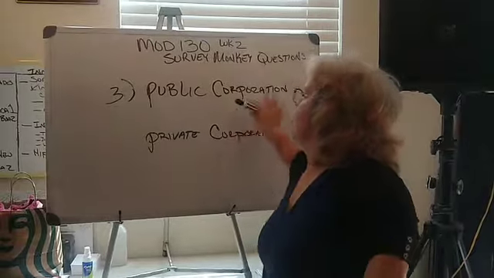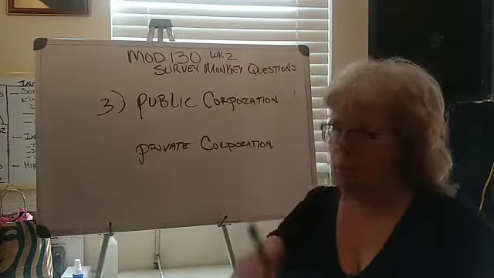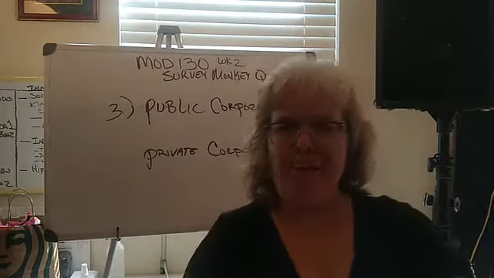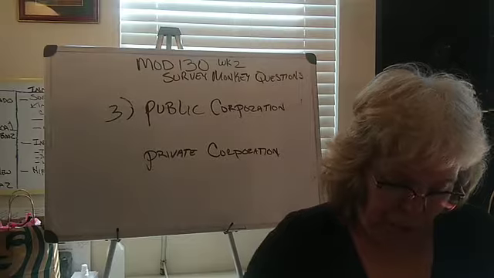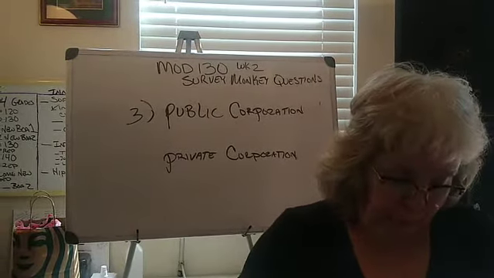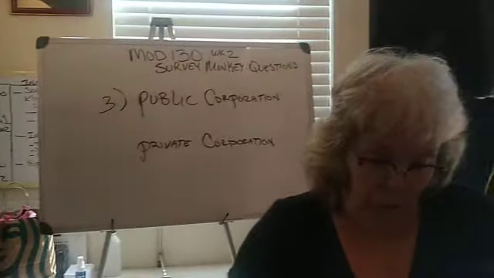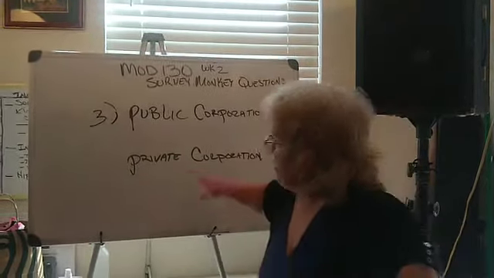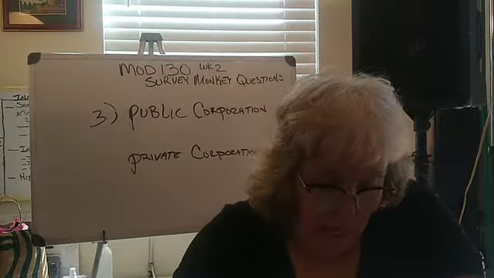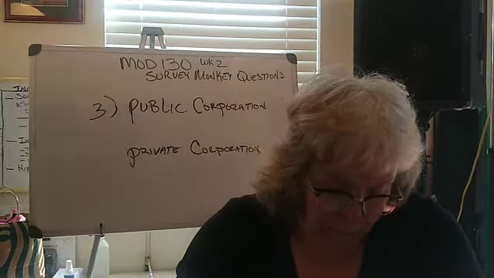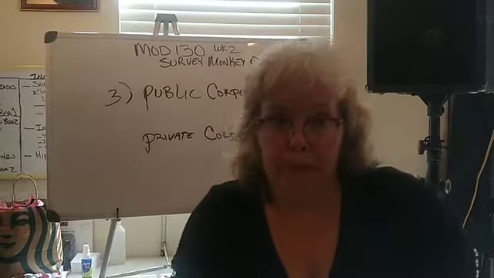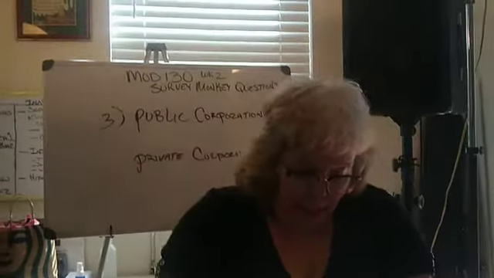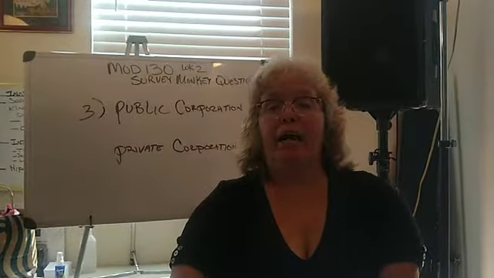All right. A public corporation and a private corporation. What is the difference? Well, if you look on page 83, it talks about these two different types. It says a private corporation is a corporation that is owned by one or a few people who are closely involved in managing the business. Whereas a public corporation is stock that anyone can buy and sell.